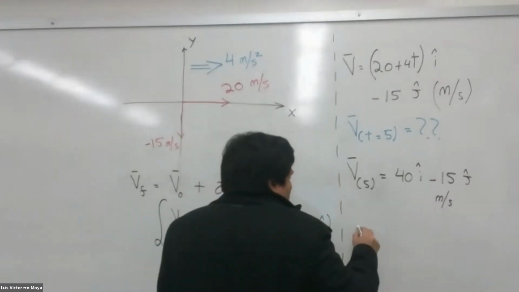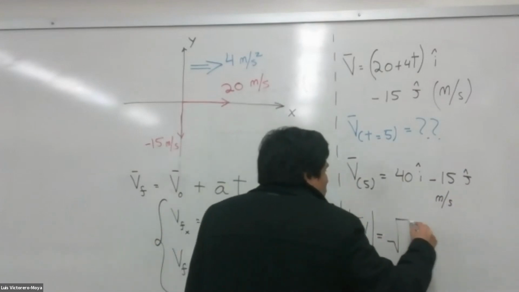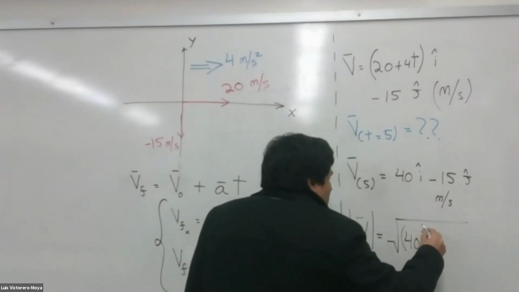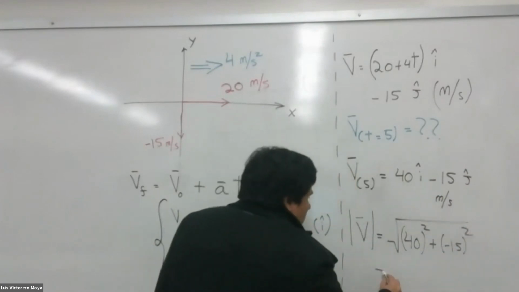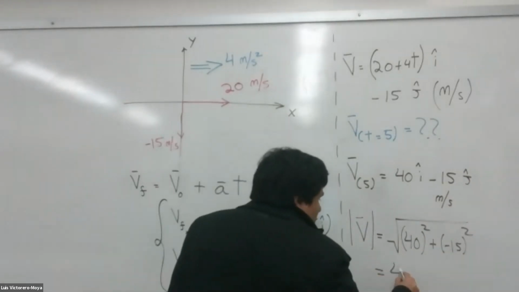That's a vector though. How do you find the scalar? I take the magnitude, which is the square root of 40 squared plus negative 15 squared. And that gives me approximately 43 meters per second.